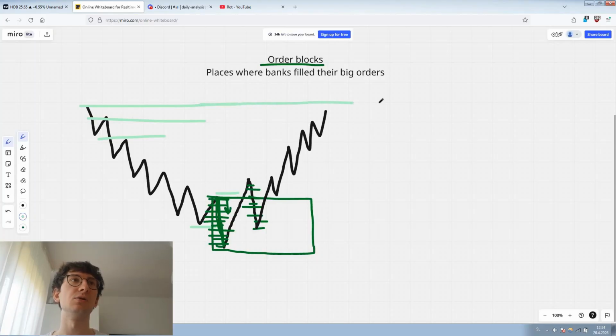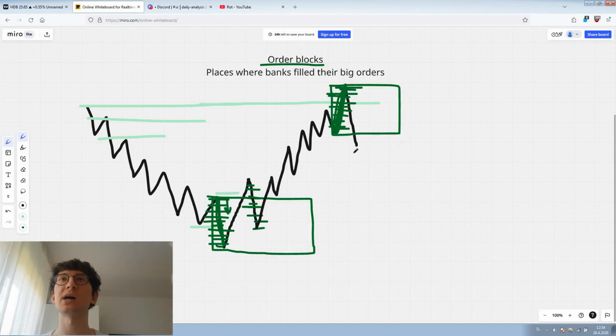And then what happens again? We have liquidity over here, then a liquidity sweep, and then again a break of structure over here. So what happens on this side? This was the move higher that caused the liquidity sweep, and over here, what were the banks doing? They were shorting, short, short, short. Therefore, this is a bearish order block.